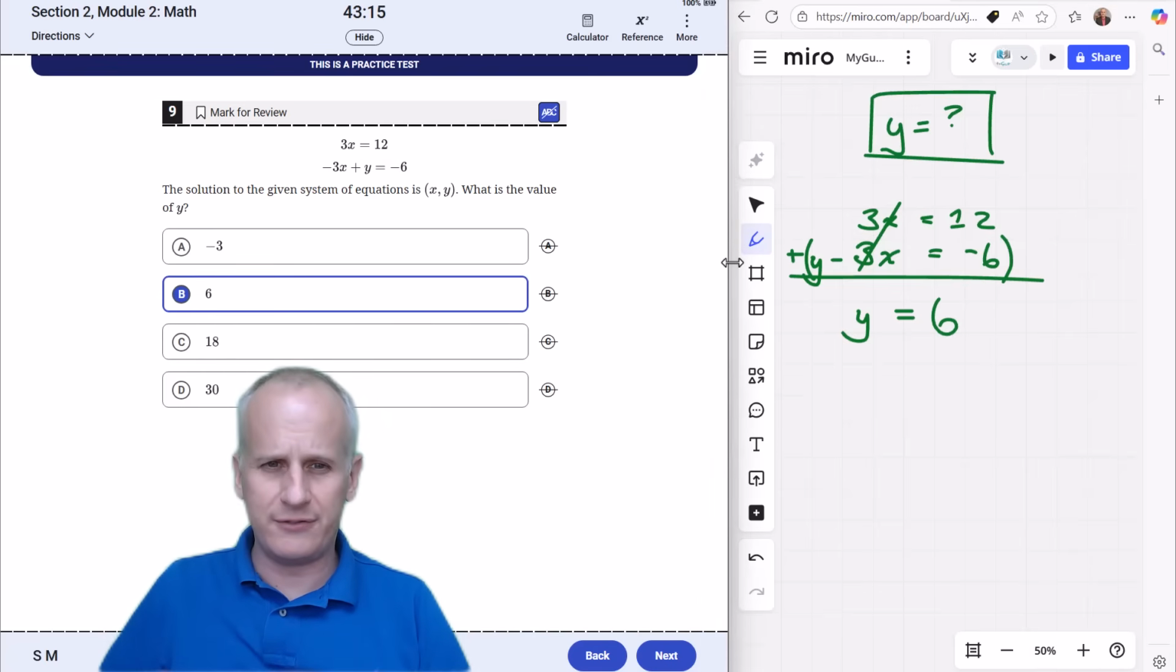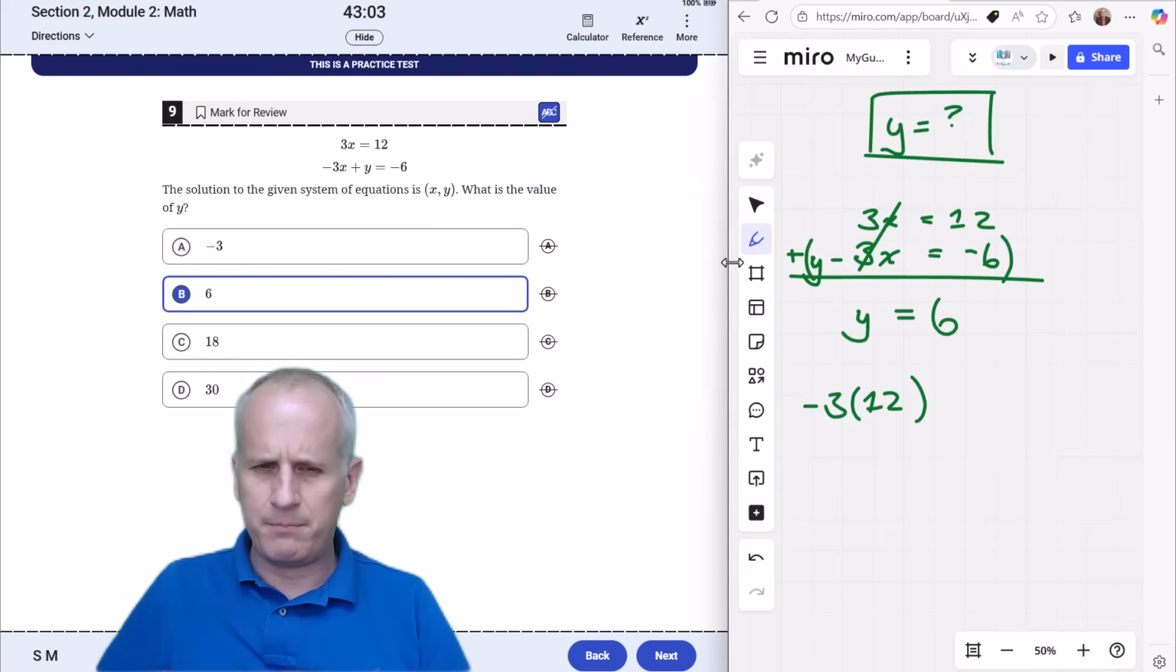Our alternative with substitution would have been to just plug in 12 for 3x. Don't solve for x individually. It is a waste of time. So we'd have negative 3 times 12 plus y is going to be equal to negative 6.